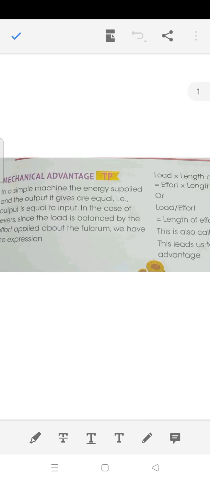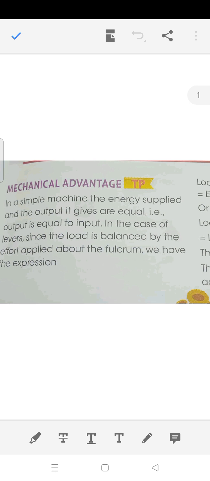Hello students, today we are going to continue with the chapter Simple Machines, and today we are going to first study the first term, which I have just now discussed in the live classes, that is the mechanical advantage.